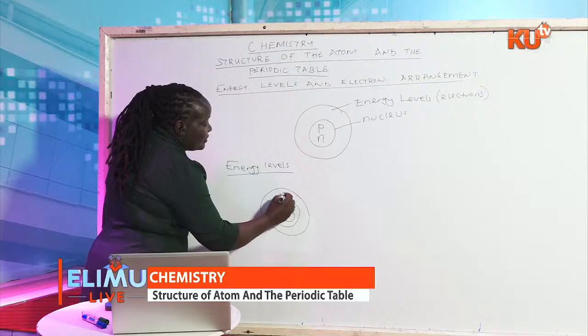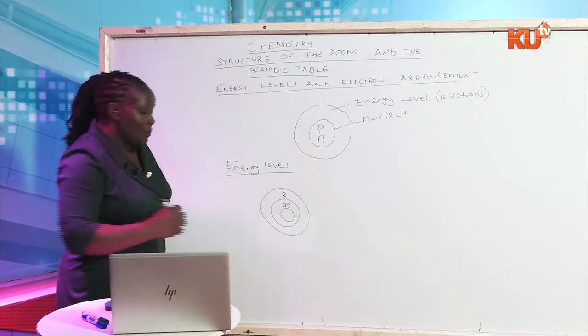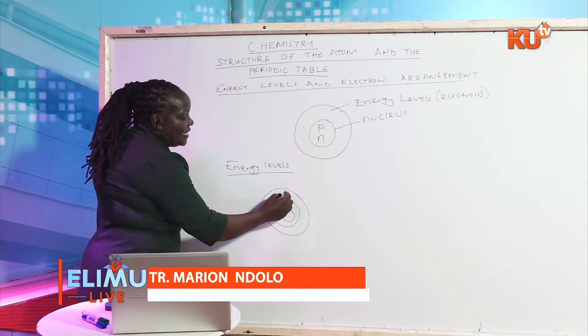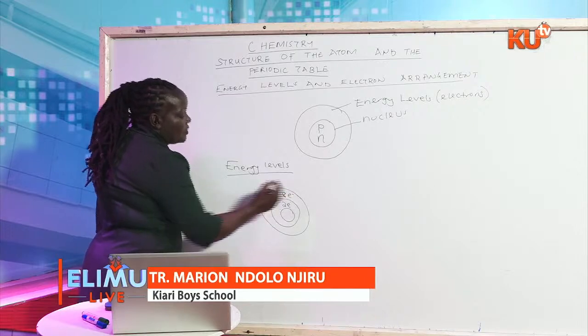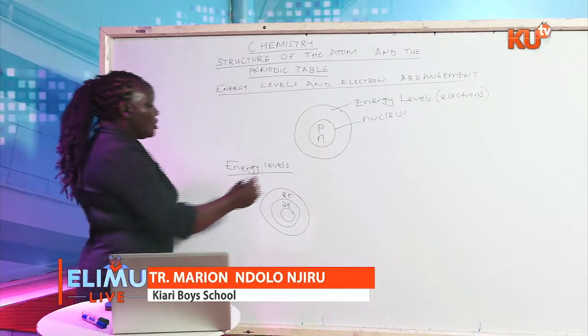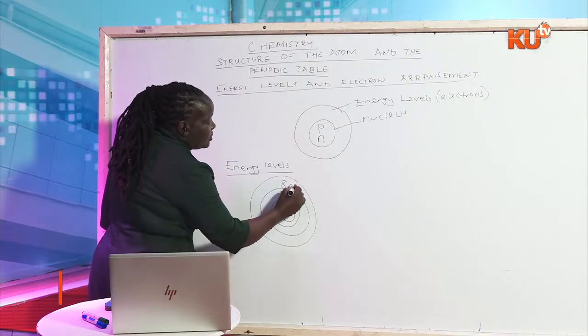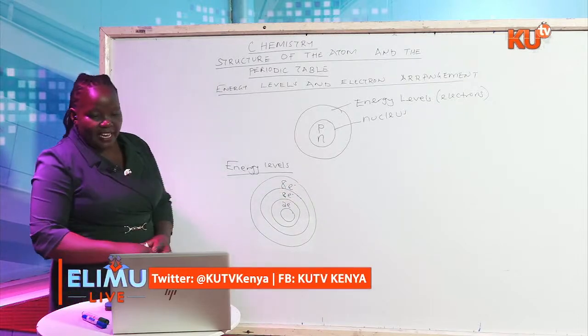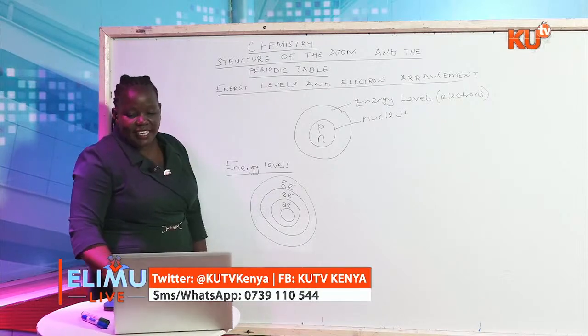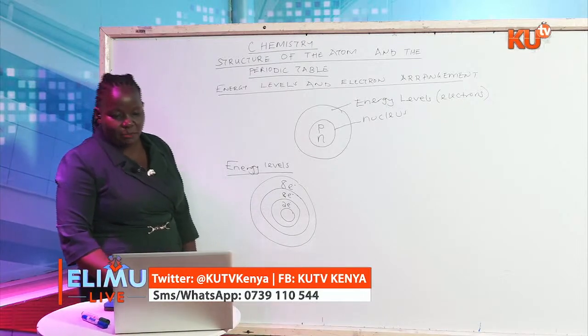We have talked about the third energy level. The second energy level, we have said it has 8 electrons, so it carries a maximum of 8 electrons. The third one is the one that we have talked about, it carrying 8 electrons for the first 20 elements, and 18 electrons for any other element.